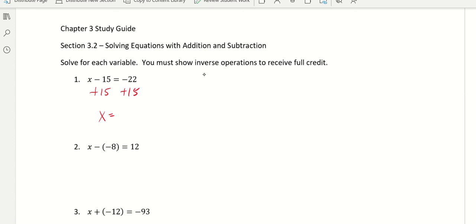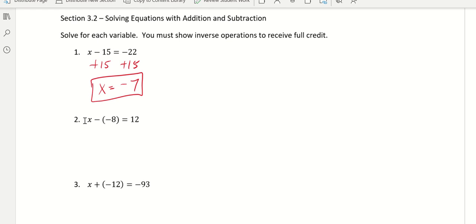Which number is further from 0? Negative 22 is further from 0, so we know this sum is going to be negative. How far is 22 from 15? How far apart are these two numbers? They're 7 apart. So x equals negative 7. X equals negative 7 there. Solve for each variable. You must show inverse operations to receive full credit.